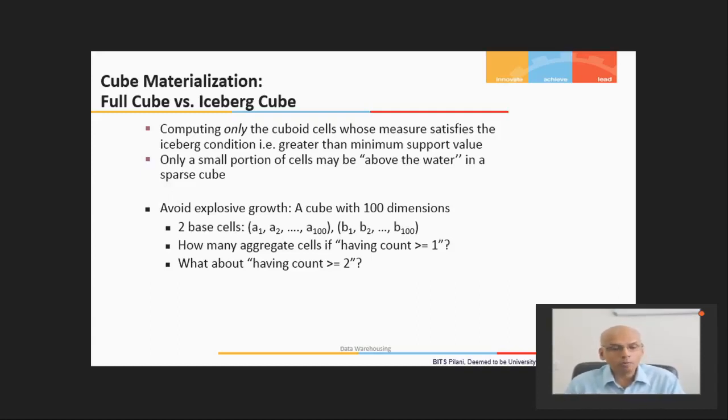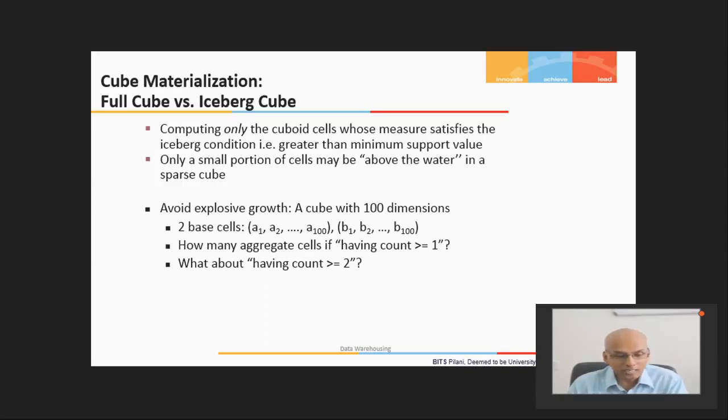Now let's look at how many aggregate cells we will have if we accept a count equal to 1. Here it is of the order of 2 to the power of 100 aggregates that you will compute if you say that a support of 1 is sufficient for you to take interest in these aggregates. Now let's say that we want to look at the aggregates only if they have a support level of 2 or more, that is, only if the aggregate value is 2 or more.